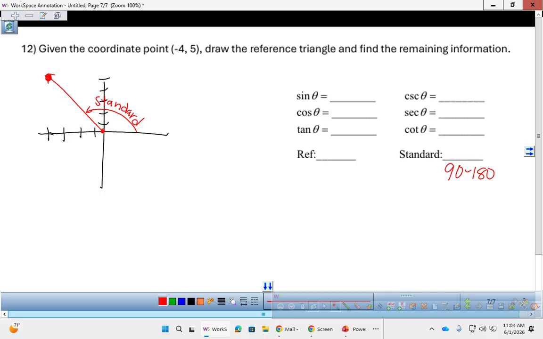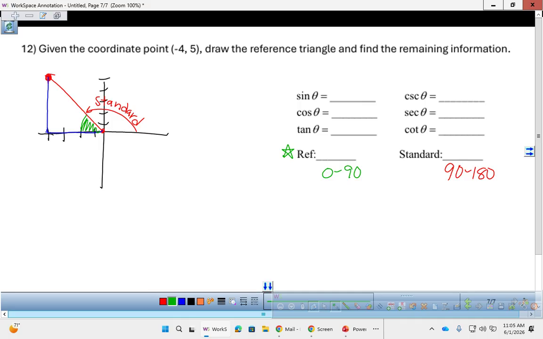And then I'm going to create this reference triangle by using the x-axis. This is the reference angle. I'm going to have that in green. And that angle is always acute, meaning that it should be something between 0 and 90. And that's always true, no matter where I draw a reference triangle, a reference angle is always less than 90 degrees.